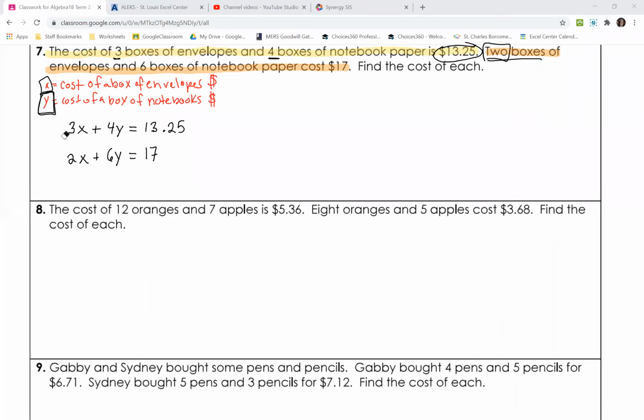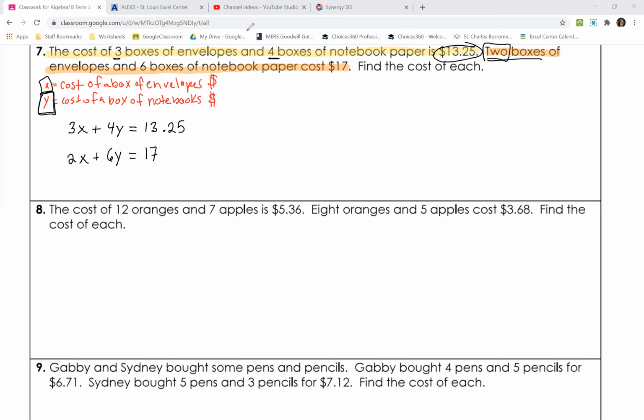So we have our system. Now it's time to solve. We could use substitution or elimination. Now, I don't recommend substitution here because, first of all, neither one of my variables is solved for.